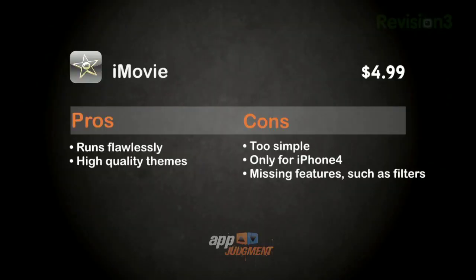iMovie seems to have been developed specifically to take advantage of the new iPhone 4 hardware. For the most part, the app runs flawlessly. Scrolling through your videos is super fast, and scrubbing through the timeline is effortless. Nothing about the iMovie app feels slow or chunky in any way. The themes included in iMovie bring a lot to the experience. They're very high quality, and all of the music, titles, transitions, and animations are really solid.